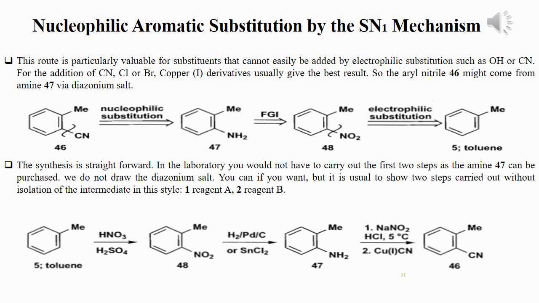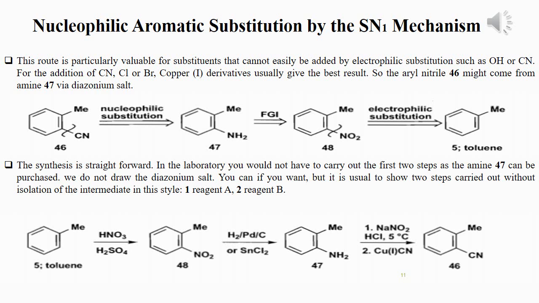Then 48 can come from toluene by electrophilic substitution. So the route is straightforward. In the laboratory, you would not have to carry out the first two steps, as amine 47 can be purchased. Very simple. So we do not draw the diazonium salt. You can, if you want, but it is usual to show the two steps carried out without isolation of the intermediate, in the style of 1A and then 2 with reagent B.